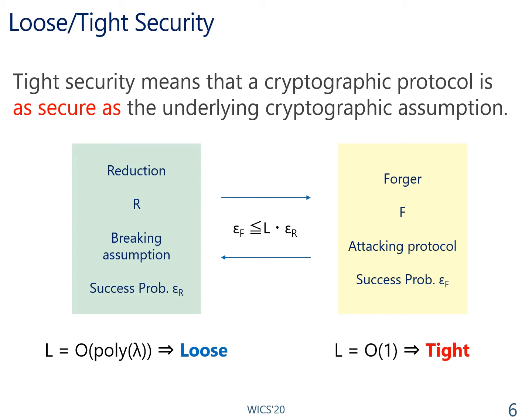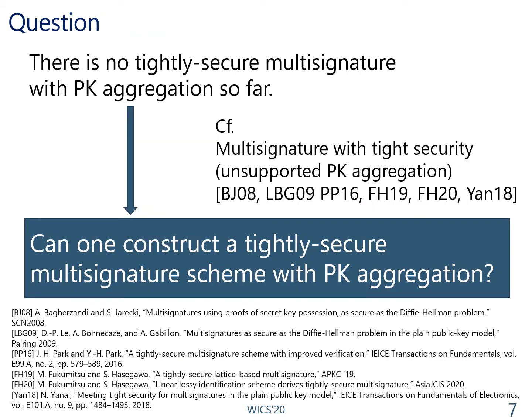In this sense, tight security guarantees that the security level of a cryptographic protocol is the same as that of the underlying cryptographic assumption. So, tight security is desirable. However, there is no tightly secure multisignature scheme with PK aggregation so far. In fact, all tightly secure multisignature schemes do not support PK aggregation. So, in this talk, we address the question whether or not one can construct a tightly secure multisignature scheme with PK aggregation.